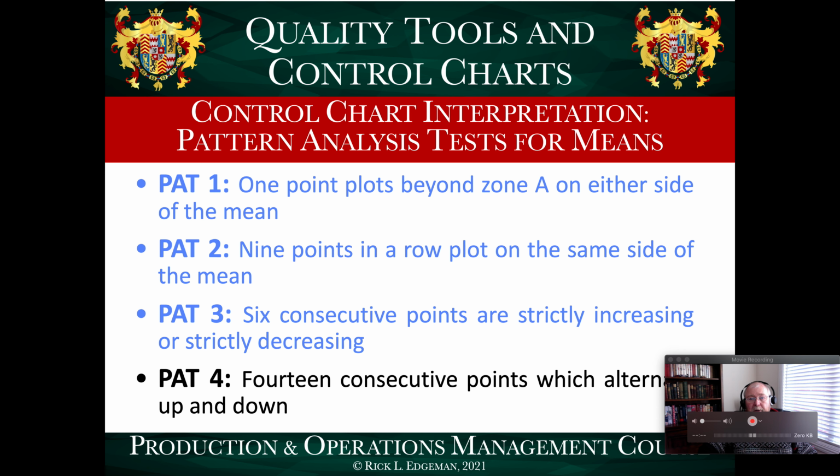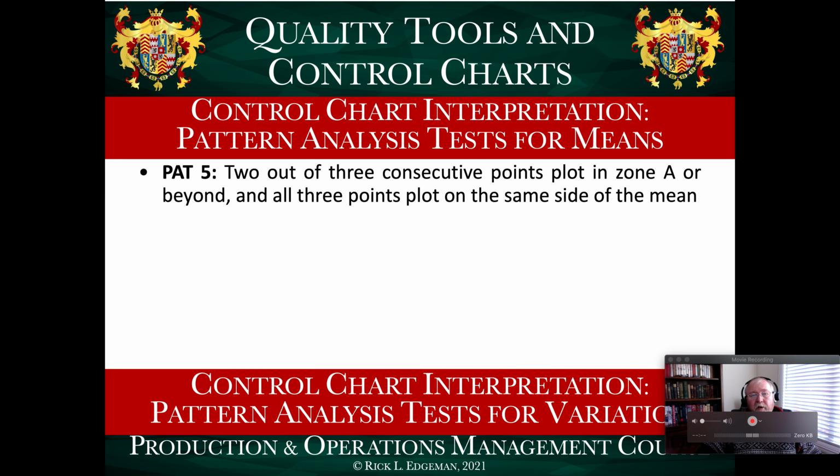But there are 4 other patterns that are useful, and in particular, they are useful for what are called X-bar charts, charts that literally plot the mean of continuous sorts of output: how much something weighs, or its volume, or its diameter, how long something takes. Patterns 5 and 6 are about changes in that average performance level. Patterns 7 and 8 will be about changes in variation.